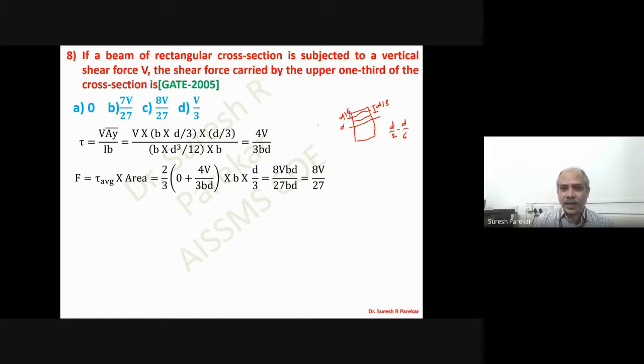Now if we see the diagram for stress, the diagram is something like this. So now we have the value at this. So we have to take the average. Then how will we get the average? 2/3, because we have a parabola. So 0 over here, 4V upon 3BD over here. So we have 2/3 of the average of this into area, because stress into area. Area we have is B into D by 3. So we have taken B into D by 3. We got 8V by 27, which will be the C option.